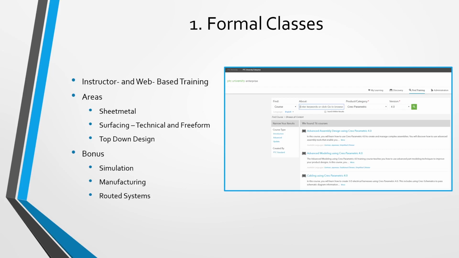In order to become an expert at Creo Parametric, you definitely want to know about sheet metal, surfacing, both the standard technical or parametric surfacing, and freeform surfacing in ISDX, and top-down design. And as a bonus, you should also become familiar with simulation, whether that's through Creo Simulate or Creo Simulation Live, the manufacturing portions, and also routed systems like cabling and piping.